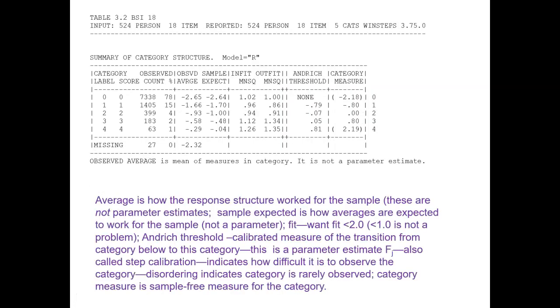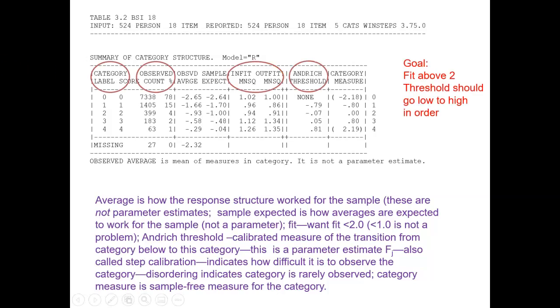person level. Then we move into table 3.2, which is one of my favorites. This is our scale statistics. So here we're looking at our category label. So again, we have a 5-point scale, 0 to 4. We have our observed count. So across all items and all persons, how many zeros did we have? And we can see 78% of this sample gave a 0 response. And only 1% of the people in the sample gave a 4 response.